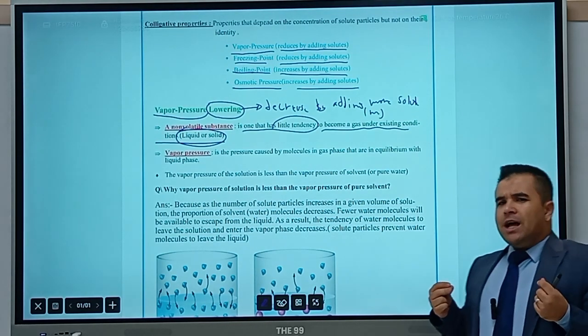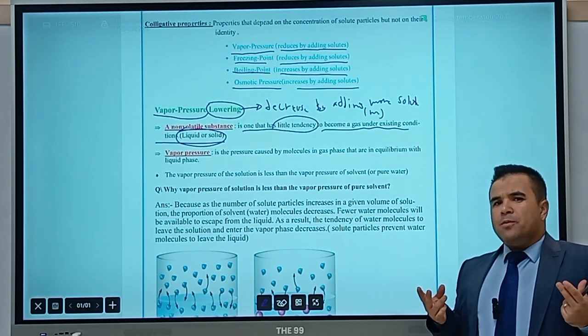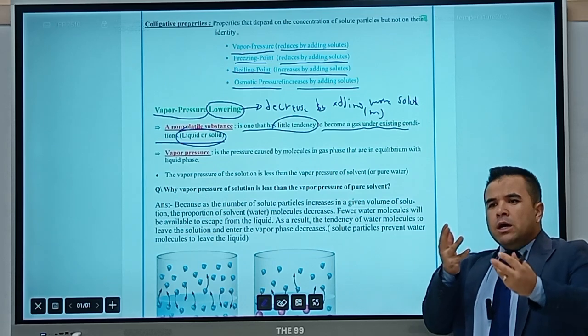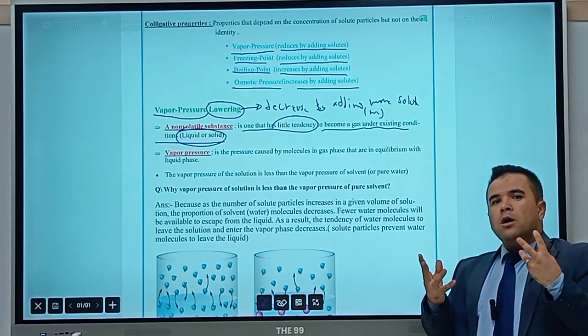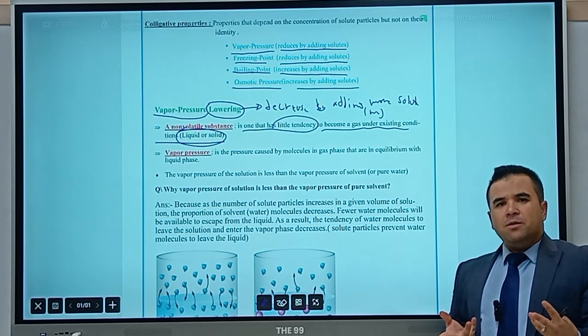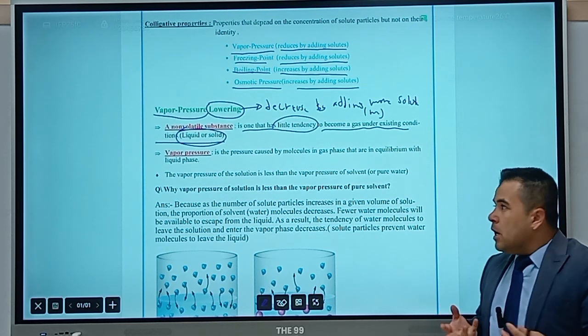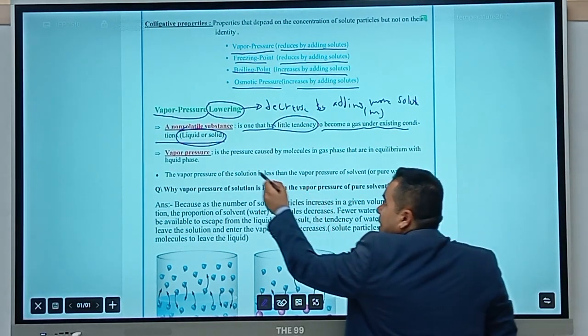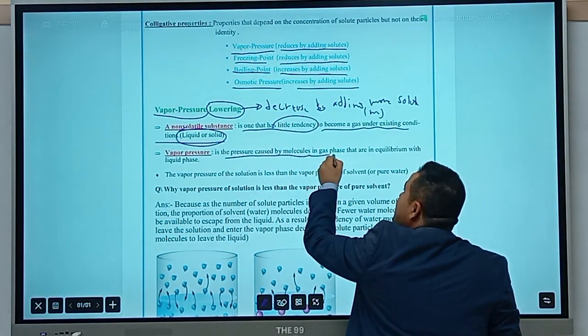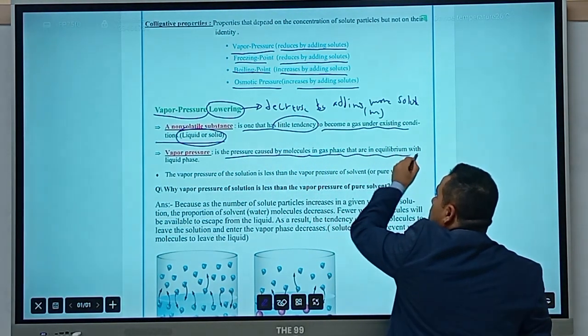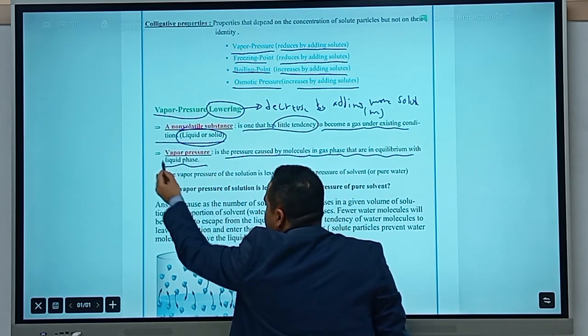In order to understand the mechanism of vapor pressure lowering, and to compare the solvent with the solution, which has lower vapor pressure, first of all let us define the vapor pressure, guys. The vapor pressure is the pressure caused by molecules in the gaseous phase that are in equilibrium with the liquid phase.